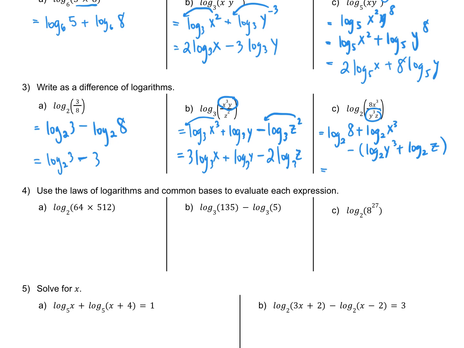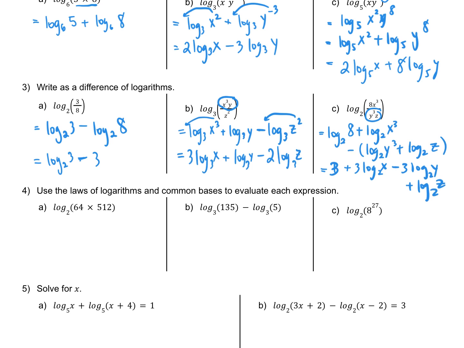So now log 8 base 2 is just equal to 3 because 2 to the power of 3 is 8. And the rest I will clean up with my logs. So 3 log x base 2 minus 3 log y base 2 plus log z base 2.